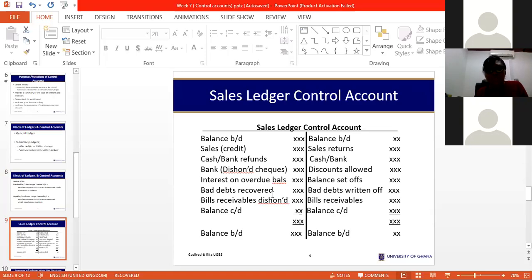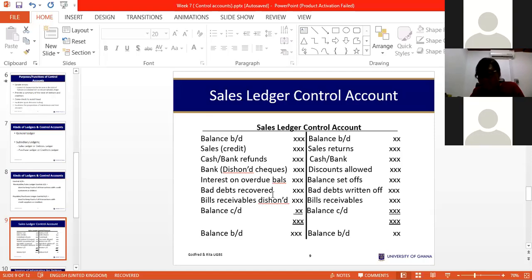We are only picking totals. And so anytime you have a question on control account, the information will not allow you to do double entry. You'll not even see transactions. You only see figures and you only have to post them. And that is what we have here. So all you have to know as students is to know which control accounts and what is on the debit and what is on the credit. And take my time to explain that to you.